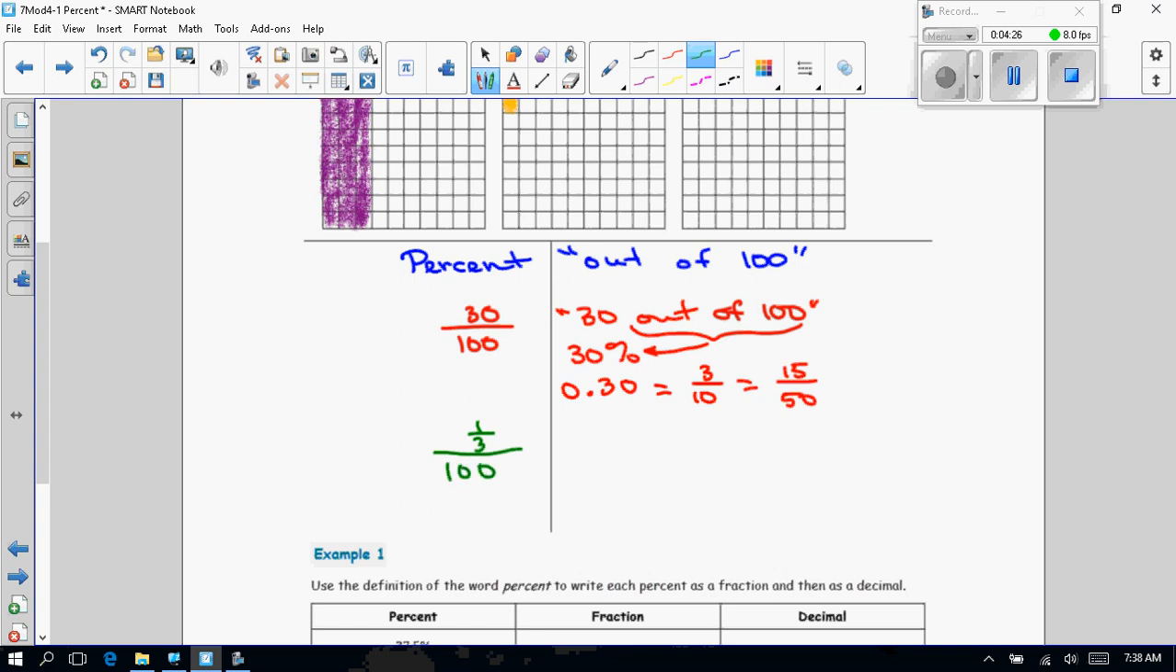First of all, it's illegal to have a fraction inside a fraction. Okay, we'll deal with that later. But right now, just so you understand, this means this is 1/3 out of 100. Well, what did I say was an easy way to write out of 100? Out of 100, we could write it as 1/3%, right? Out of 100, we just write it with the percent sign.